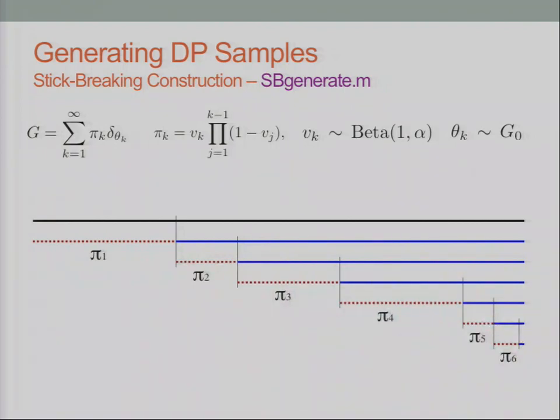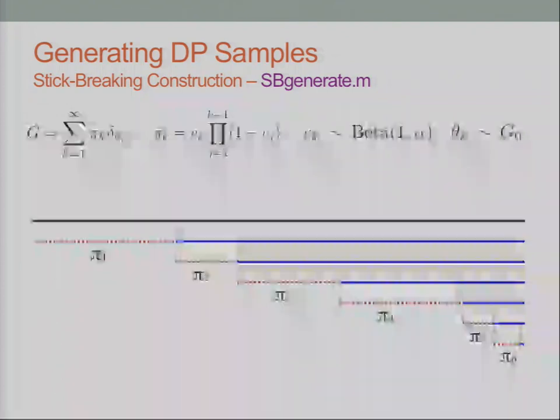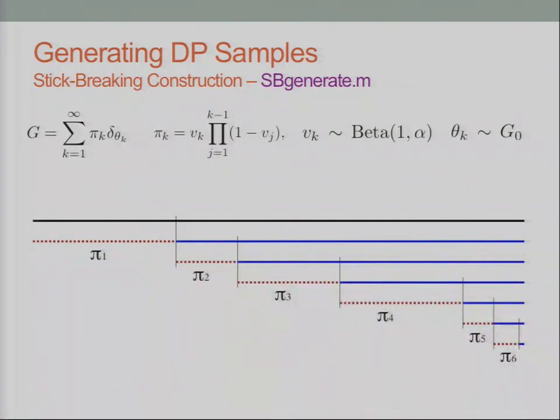Okay, so there are different ways where you can define the Dirichlet process. You can construct samples from the Dirichlet process, or you can sample from the Dirichlet process. One way to do it is by using the stick breaking construction. If you go to the code, the sbgenerate.m code, it's going to generate sticks for you. These are going to be sticks that are representative of the weights for the Dirichlet process parameter values.